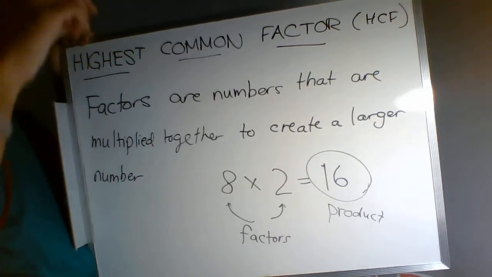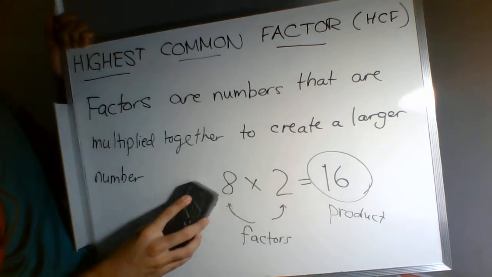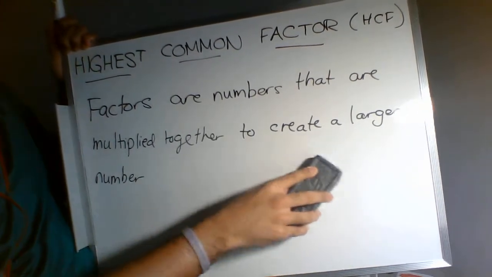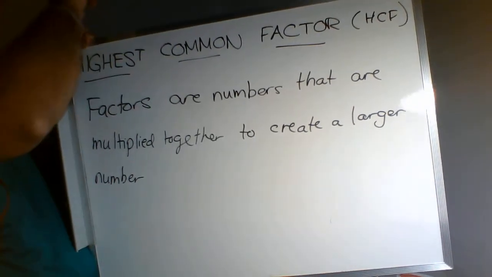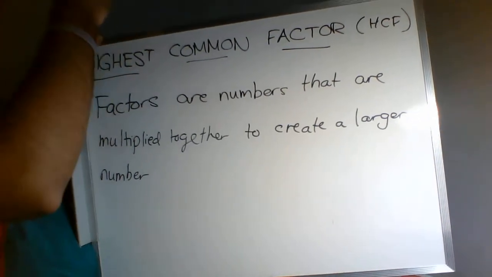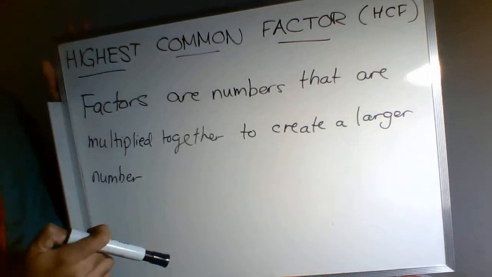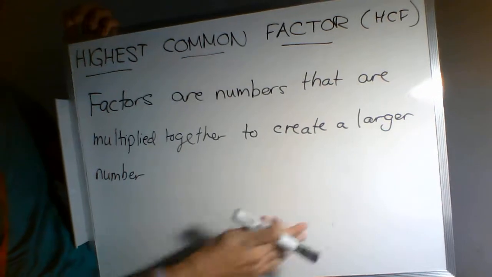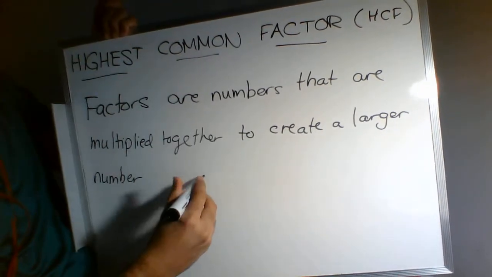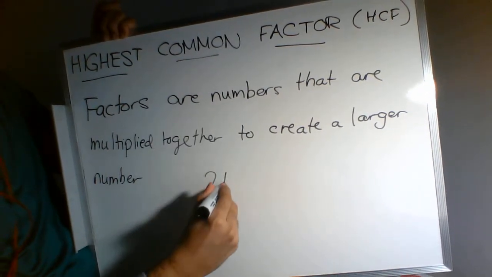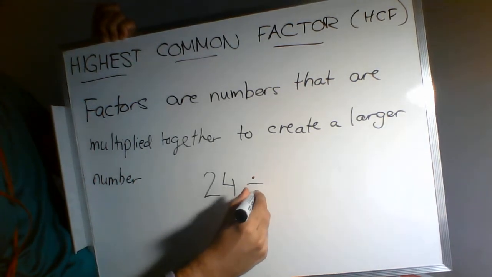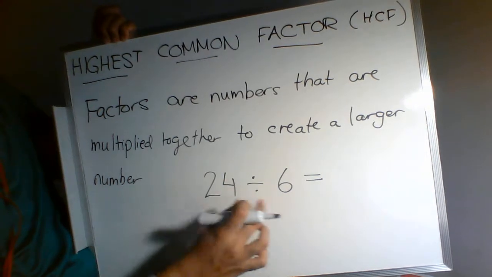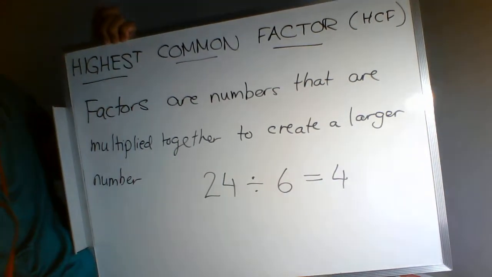Alright, so a second way that you can think about factors is, if you remember when we talked about divisibility rules a few lessons back, if you have a whole number and it can be divided by another whole number, for instance, if you took the number, let's say 24, and you divided it by 6, you're going to get a whole number as your answer, right? 24 divided by 6 is going to give you 4.